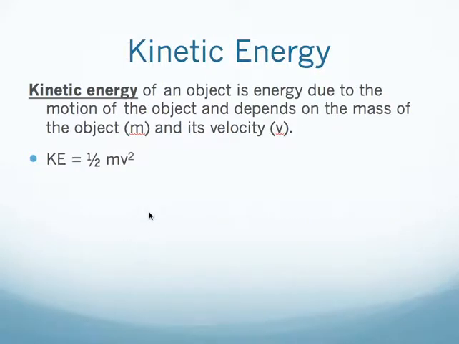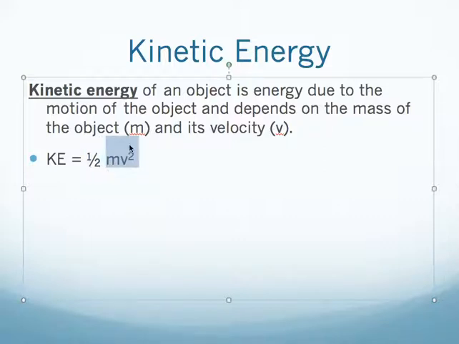So kinetic energy is obviously based on motion, and if you look at the equation, it's the mass of the object in kilograms times the velocity squared. And actually, if you look at this right here, the mass times velocity squared is the definition of a joule. So a joule is equal to a kilogram times a meter squared divided by seconds squared. That's what a joule is. So kinetic energy is typically measured in joules.